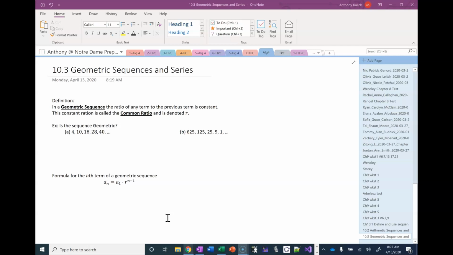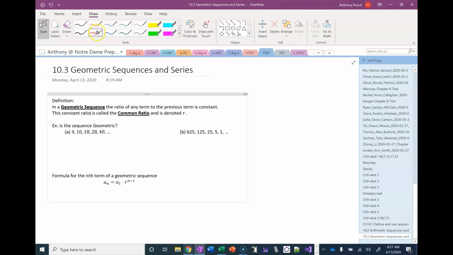So when we talk about a geometric sequence, we're talking about a sequence where the ratio of any term to the previous term is constant. When we say ratio, what we're talking about is a fraction or division. And we call that constant ratio the common ratio. So let's look at a couple of examples and try to determine whether these sequences are geometric or not.